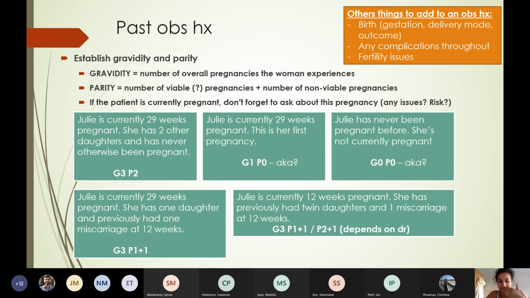Okay, and then this one: Julie is currently 12 weeks pregnant. She previously had twin daughters and 1 miscarriage at 12 weeks. What is that? G3 para 2+1, okay.